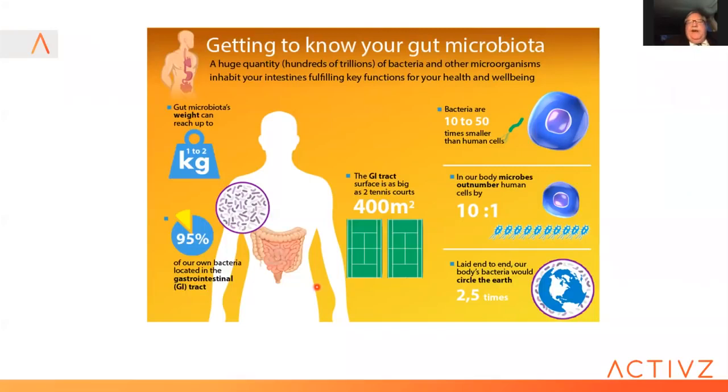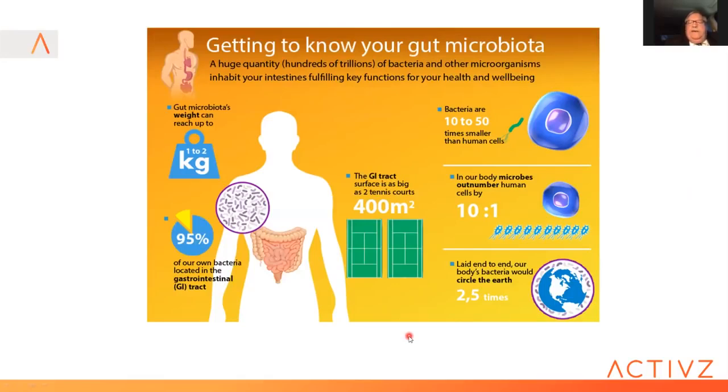Our GI tract has a total area of over 4,300 square feet. And according to this particular diagram here, that's equivalent to 2 large tennis courts. Our bacteria are 10 to 50 times smaller than our cells. And as I mentioned previously, there are 10 times more bacteria than there are human cells throughout our body. So that gives you an idea of the ratio of that, 10 times smaller.